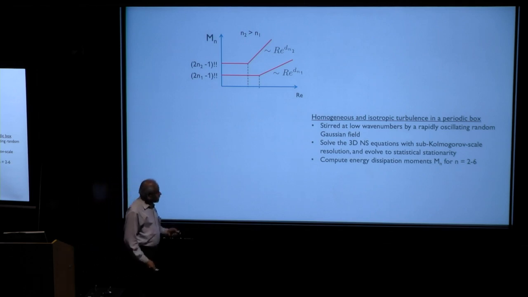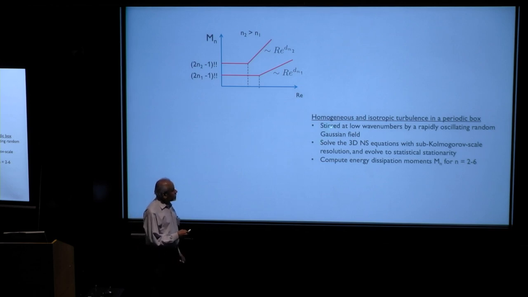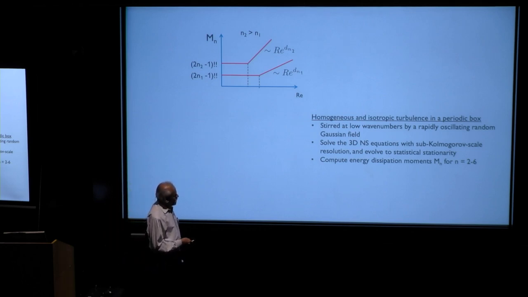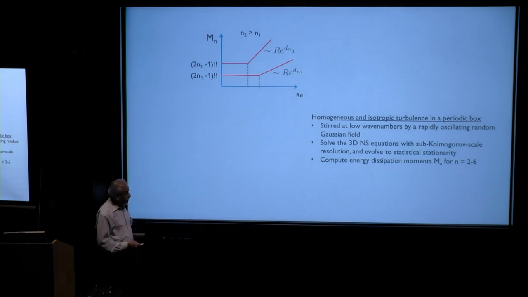So take homogeneous and isotropic turbulence in a periodic box. Initially, you start with low wave numbers of a rapidly oscillating, or as people call it, delta in time, random Gaussian field. So evolve it using Navier-Stokes equations on a discrete grid with sub-Kolmogorov scale resolution. I mean, it's resolved really well. And evolve to a state of statistical stationarity. And then compute various quantities, for example, energy dissipation and its moments, say Mn for n from 2 to 6.